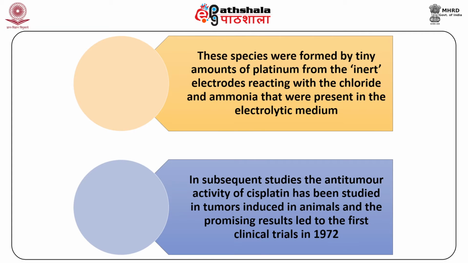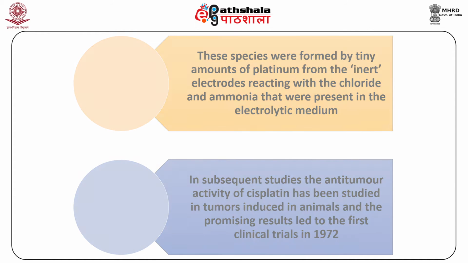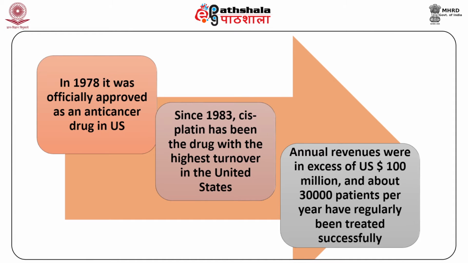These species were formed by tiny amounts of platinum from the inert electrodes reacting with the chloride and ammonia that were present in the electrolytic medium. In subsequent studies, the anti-tumor activity of cisplatin was studied in tumors induced in animals, and the promising results led to the first clinical trials in 1972. In 1978, it was officially approved as an anti-cancer drug in the US.